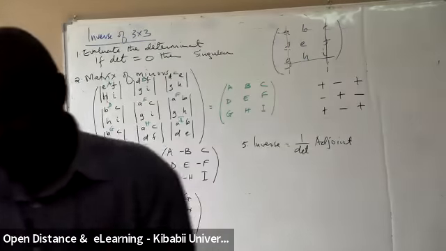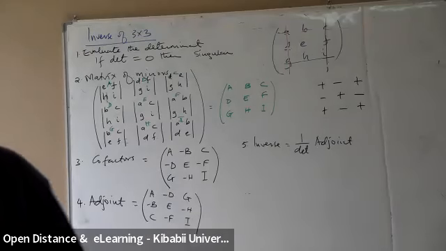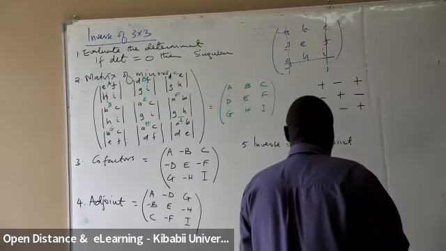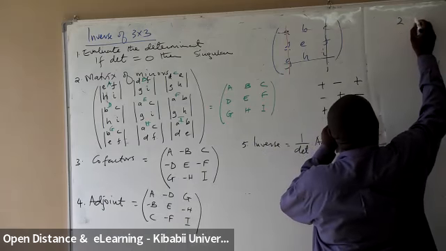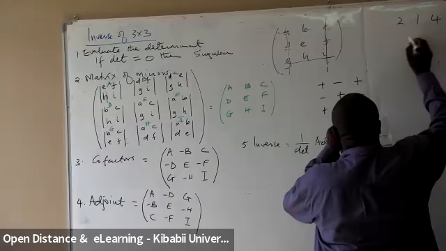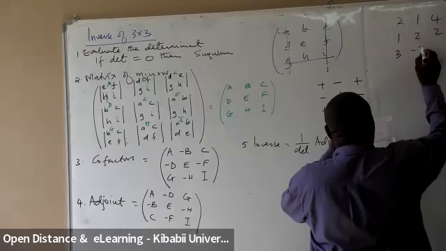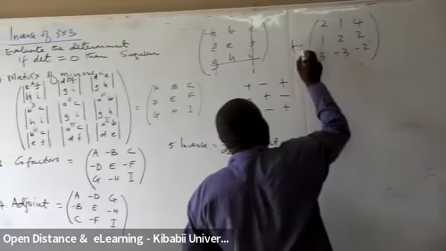Example. Find the inverse of the matrix 2, 1, 4, 1, 2, 2, 3, -3, -2. Let that be matrix A.